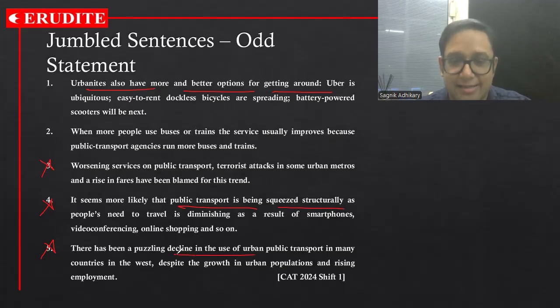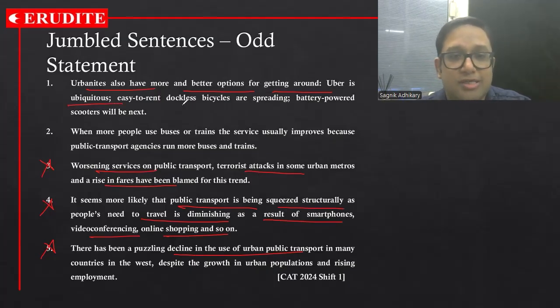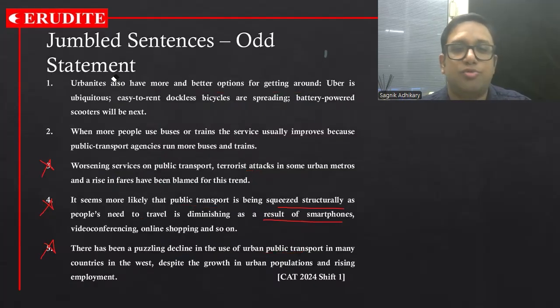Why is there a decline in the use of public transport? Because people's need to travel is diminishing as a result of smartphones, video conferencing, online shopping, and so on. Other reasons are worsening service, terrorist attacks in some urban metros, and rise in fares. Also, urban people have more and better options for getting around. Uber is ubiquitous, easy-to-rent dockless bicycles are spreading, battery-powered scooters will be next. So all of this again goes to prove that there is a trend towards declining use of public transport in urban settings.